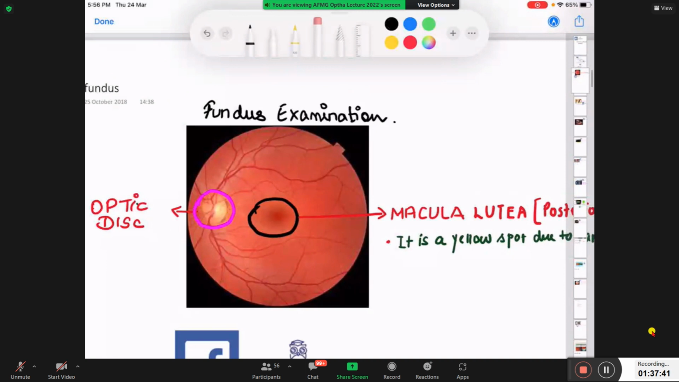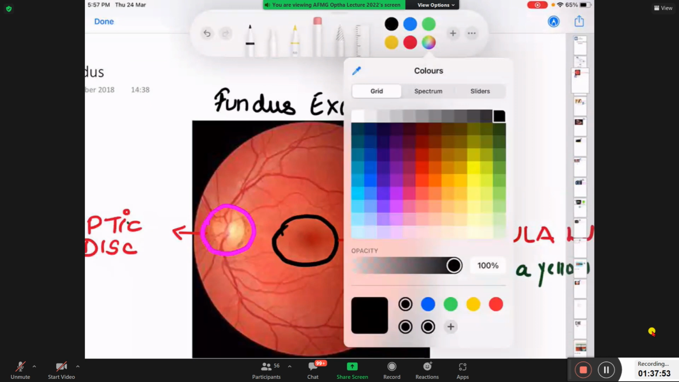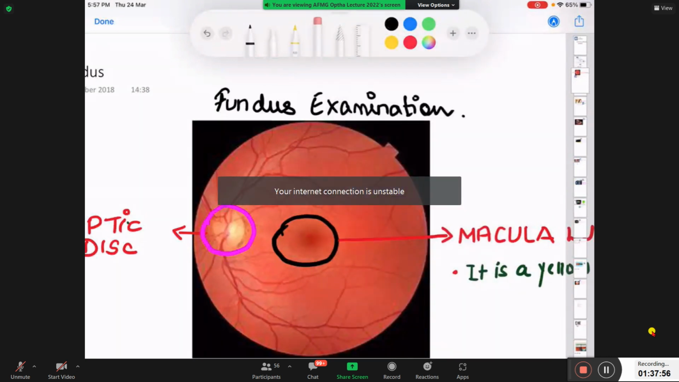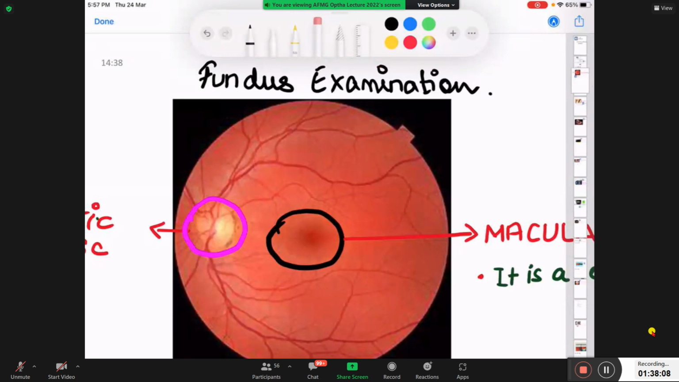Can you see this circle, this part? This part is called your optic nerve head. This circle is called your optic nerve head. Can you see this depression in the center, the black circle? This central depression is called your macula lutea. This is called macula lutea.